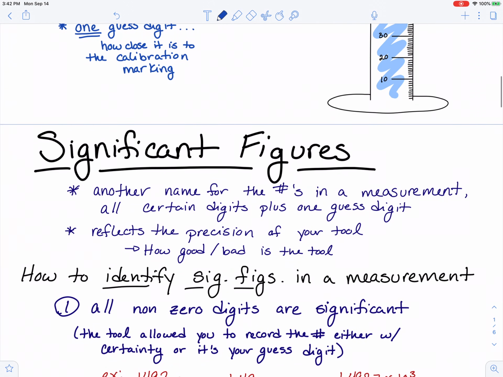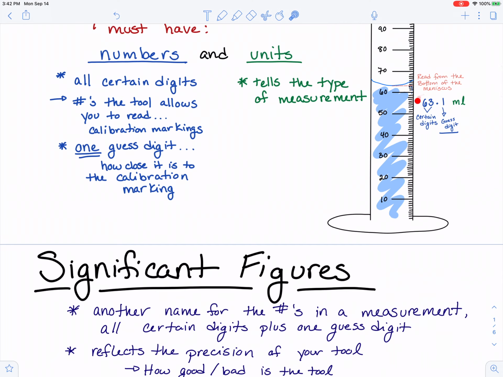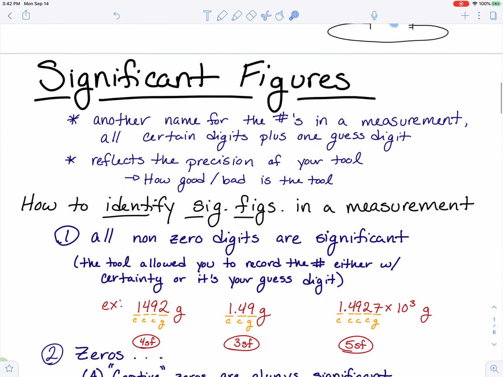Now we go on to, what do we mean by significant figures? Well, now that you have learned how to take a measurement, significant figures are all of the numbers in our measurement that are meaningful. So that means that all of our certain digits plus our one guess digit, those are all significant. So every number that I wrote up here has meaning. The 63 tells me where I was in the tool. The 0.1 tells me how far away from certain calibration marks I was. So all the numbers in a measurement are considered significant, all certain digits plus one guess digit.